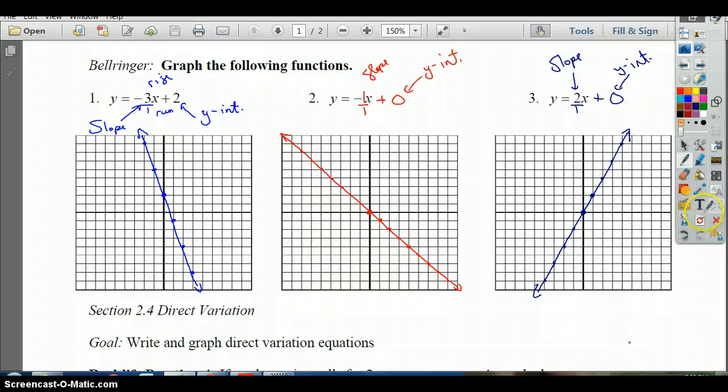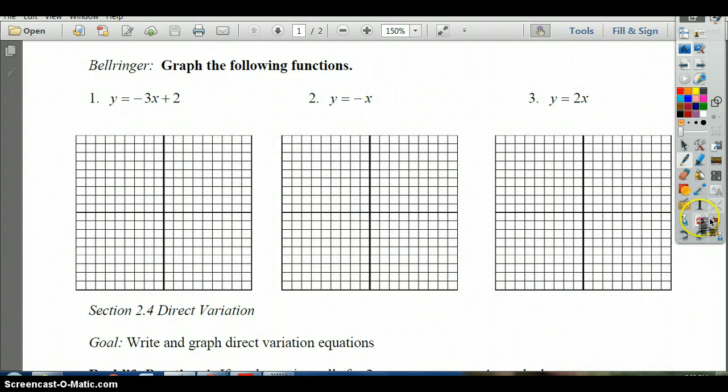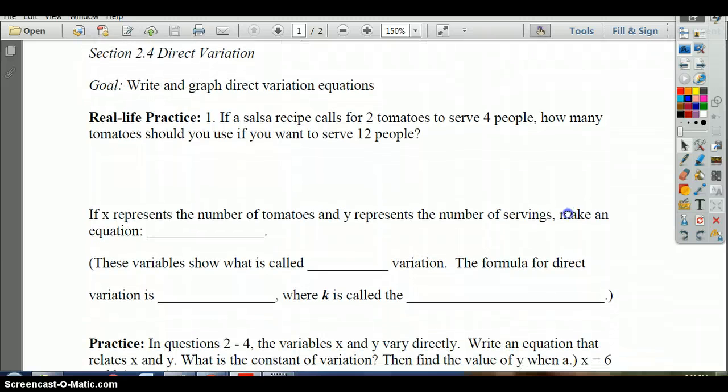So you can see your goal is to write and graph direct variation equations. Most direct variation is in this form, y equals kx. If the salsa recipe calls for 2 tomatoes to serve 4 people, how many tomatoes should you use if you want to serve 12 people? So I'm going to assign this x, this is going to be y. So 4 people will be equal to k times 2. If I solve for k here, I have 2. So my equation would be y equals 2x.